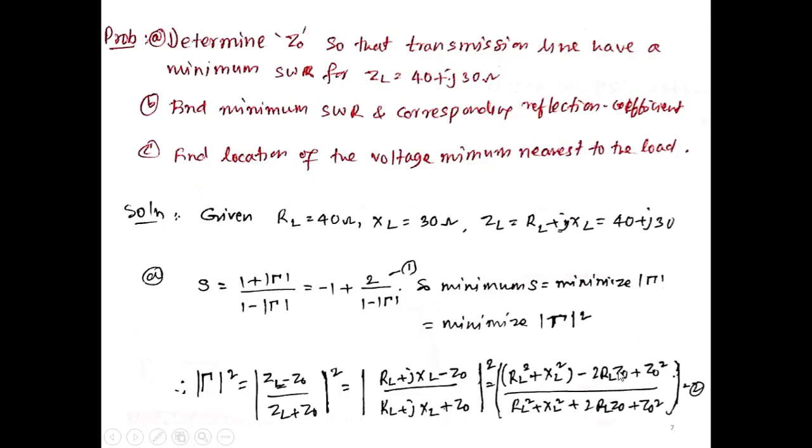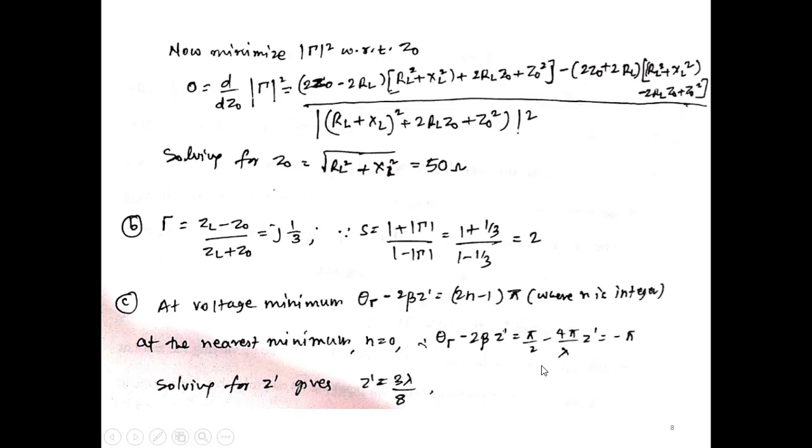If you separate the real and imaginary terms and square this, we will get RL square plus XL square minus 2RL Z0 plus Z0 square, whole divided by RL square plus XL square plus 2RL Z0 plus Z0 square. We have to take only the magnitude, so we should not have the j term here, the imaginary term. Now minimize the reflection coefficient square with respect to Z0, that is differentiate gamma square with respect to Z0.